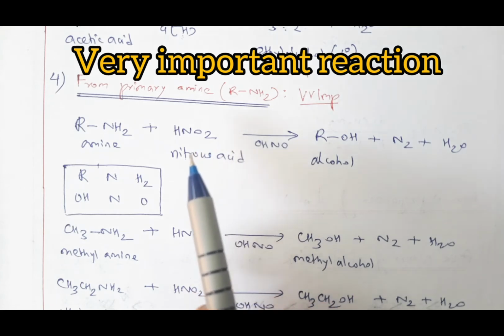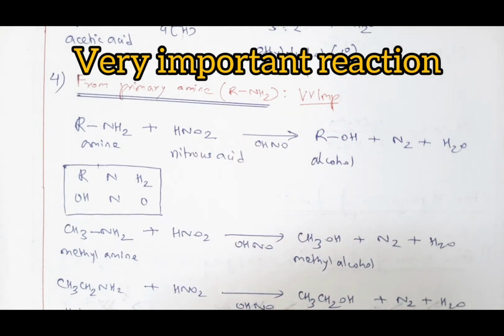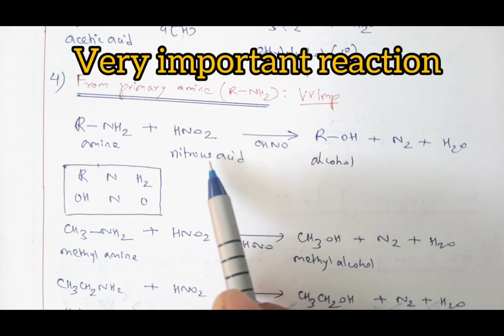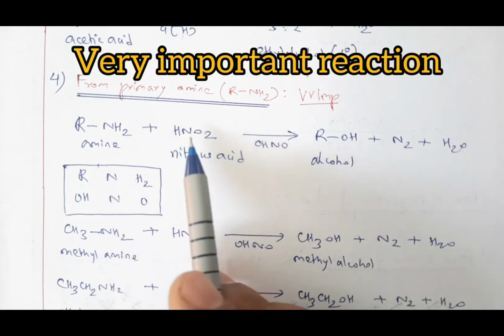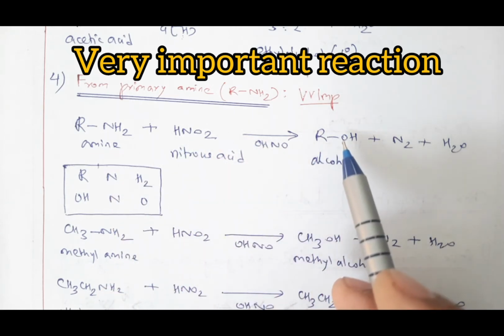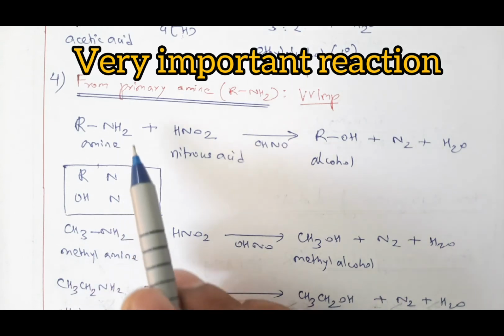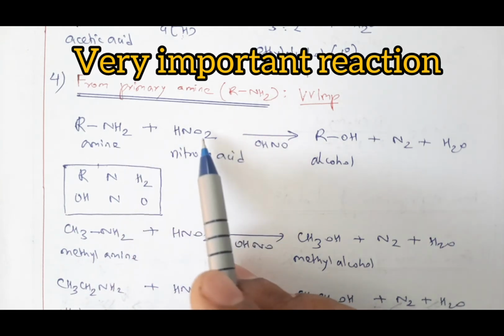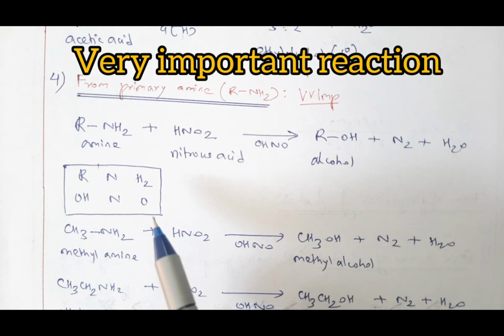You know nitric acid is HNO3. In that nitric acid HNO3, you remove one O, and you get HNO2, that is nitrous acid. So when amine reacts with nitrous acid, we get alcohol. But how does amine react with nitrous acid to give you alcohol, that we are going to see now.